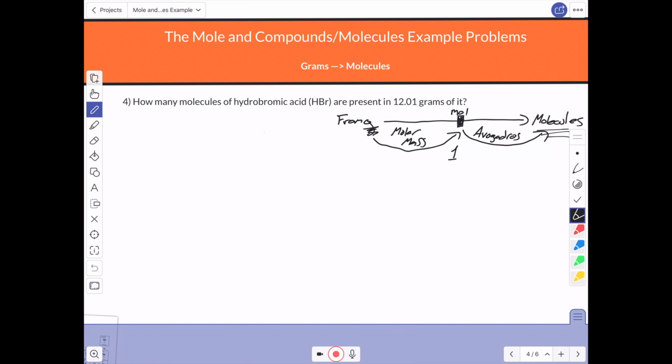And so we know that 1 mole of this hydrobromic acid is going to equal 6.022 times 10 to the 23rd molecules of HBr. We've already got that figured out. What we don't have figured out yet is the molar mass. We've got to go to the periodic table for that and add up the atomic mass of hydrogen, which is 1.00794 grams per mole, plus the atomic mass of bromine, which I know is 79 point something. I need to look the rest of that up.